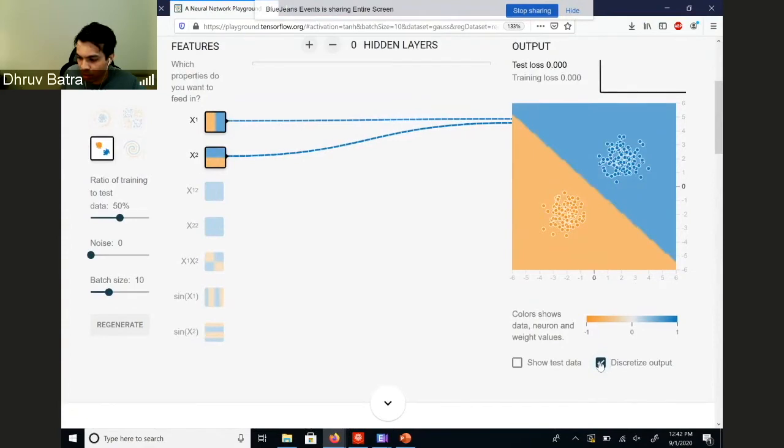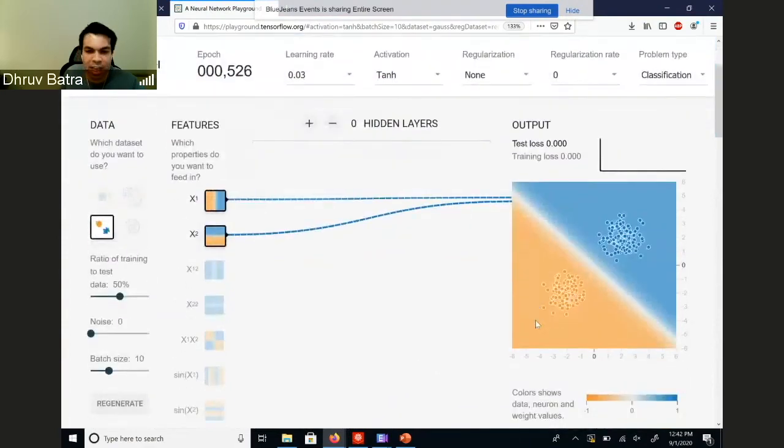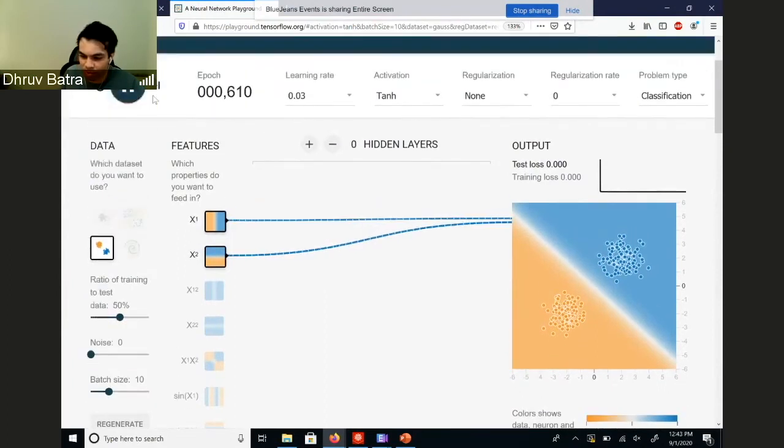This is the decision boundary. All is happy and well in the world of machine learning. Everything is working, right? We've done this well.